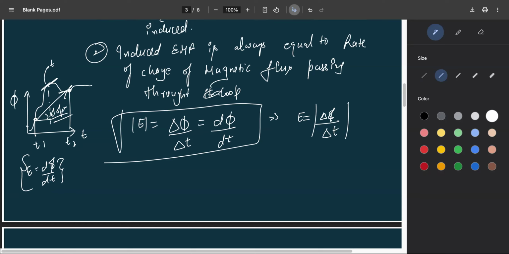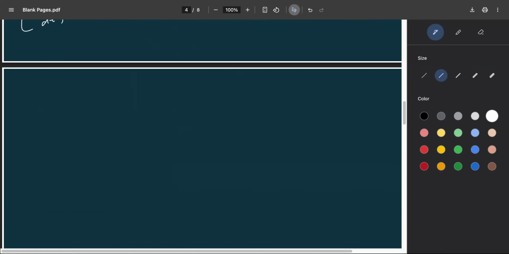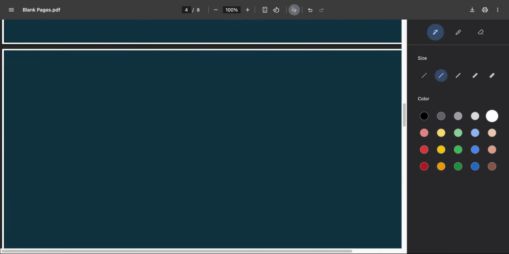Before going to Faraday's law further, we'll talk about Lenz's law first, and then we'll move back to Faraday's law, because sometimes you will feel that Faraday's law seems incomplete when we don't know about Lenz's law.